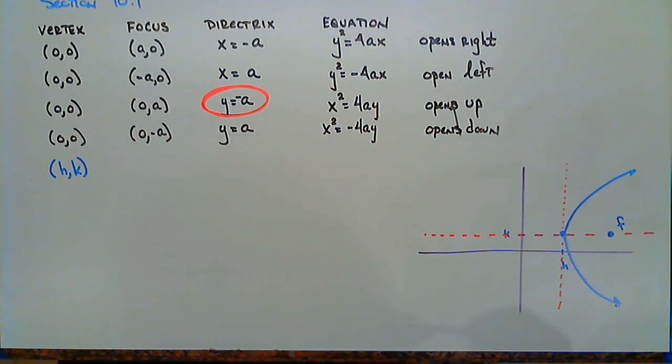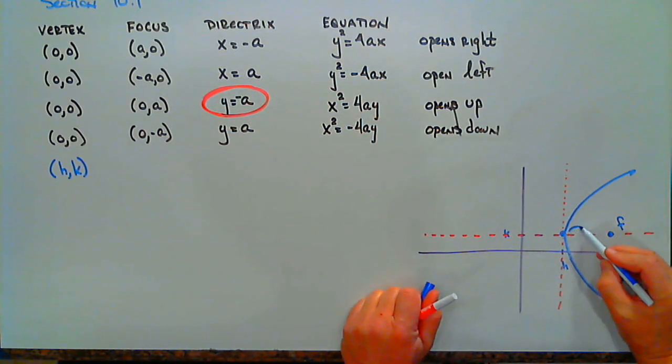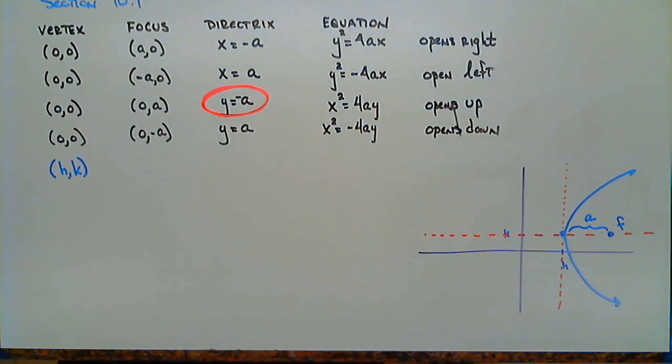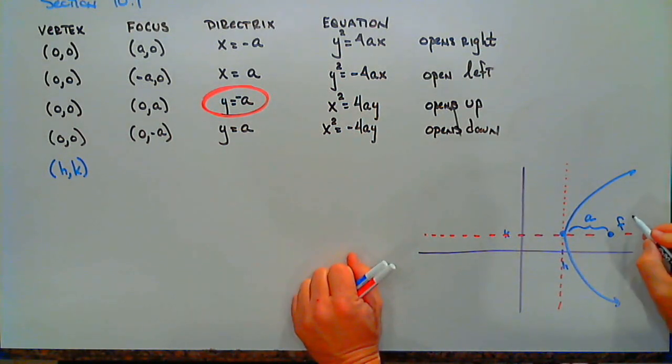Well, they're not A0 anymore. Oh, this distance right here is still A. I agree, that's still A. The focus is still A units away from the vertex. But that point isn't A0 anymore, is it? What point is that? Well, let's just fill it in.